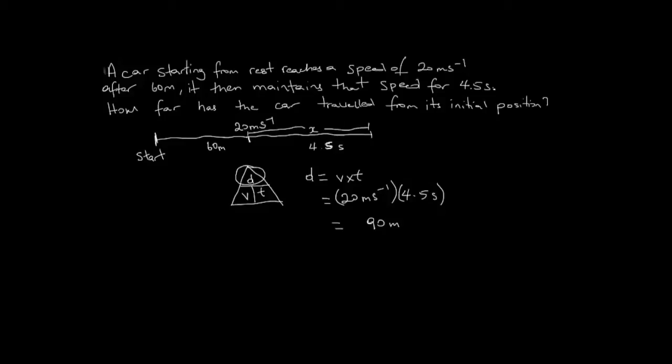So it first traveled 60 meters and then it traveled 90 meters. So therefore, the total distance is equal to the sum of these two distances, the distance here and the distance here. So that is 60 meters plus 90 meters, which equates to 150 meters. So the car traveled a total distance of 150 meters from this point here down to the end point here.